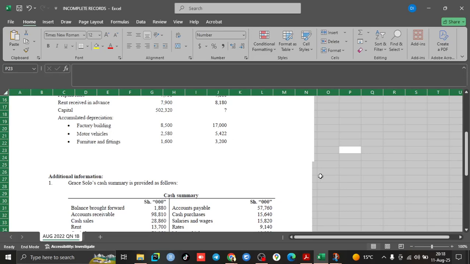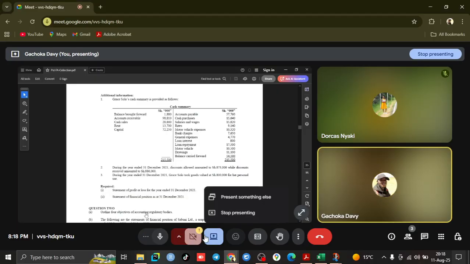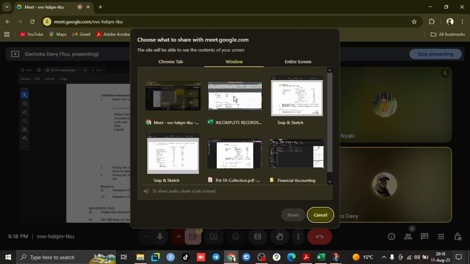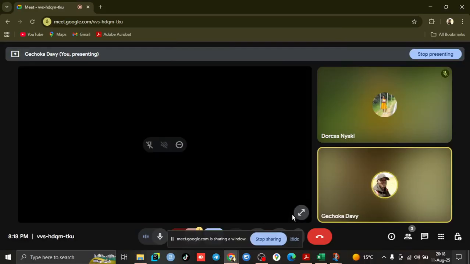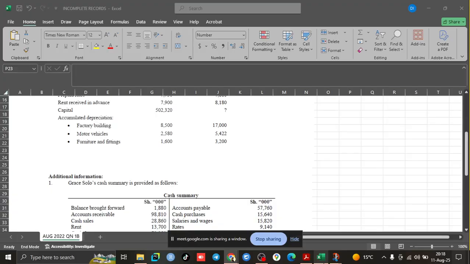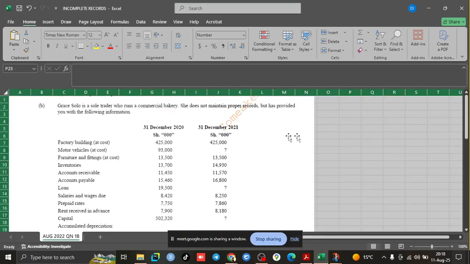Is ya sole trader though ni incomplete records. Acha ni share Excel tuifanye. So umeambiwa like this, Grace Solo is a sole trader who runs a commercial bakery. She does not maintain proper records but has provided you with the following information. So ha maintain proper records but ame capture all the information with regards to the business.